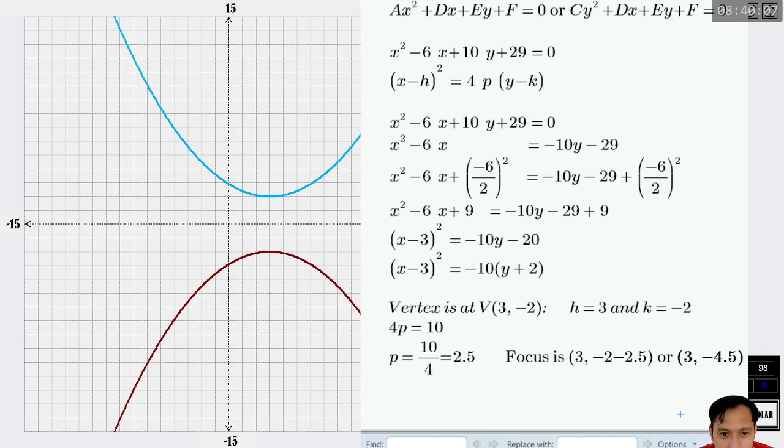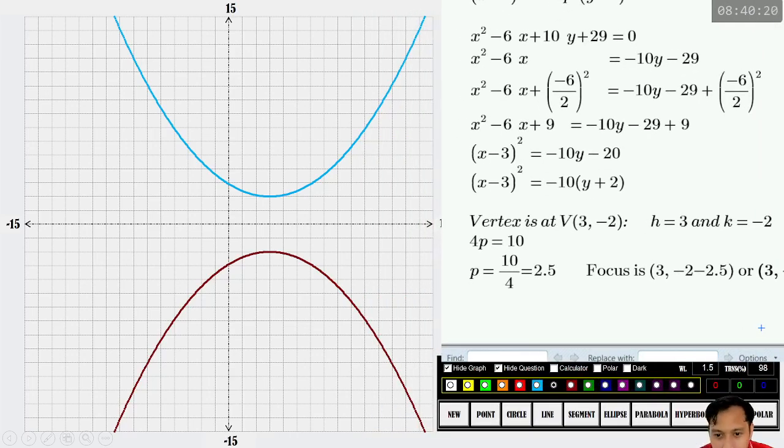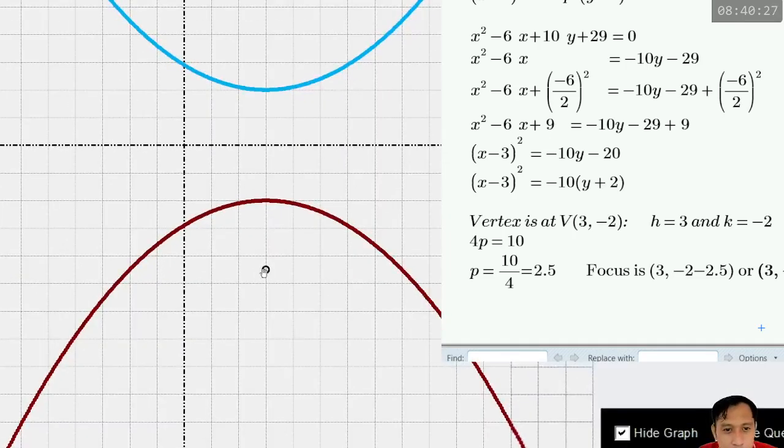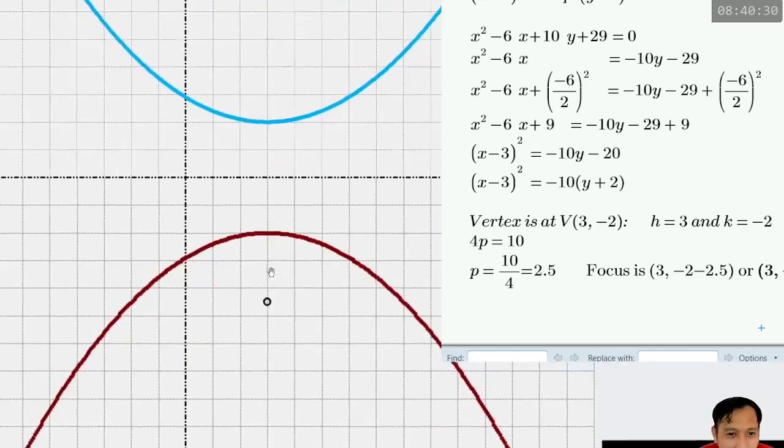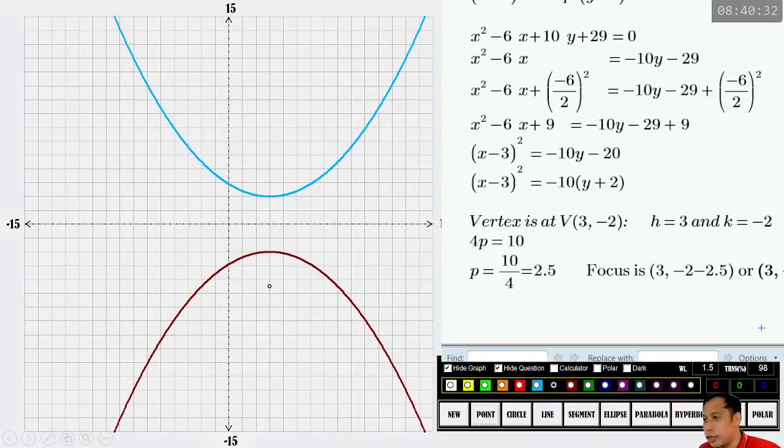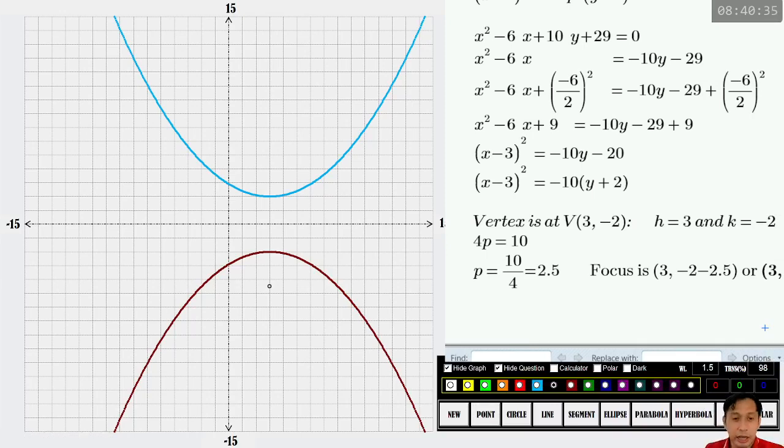Ito dapat yung focus, no? So, saan yan? Yung focus niyan is at point 3, negative 4.5. Yan na siya. Okay? Makadraw ko sana, PowerPoint lang eh. This first one, it was wrong, no? It was wrong.